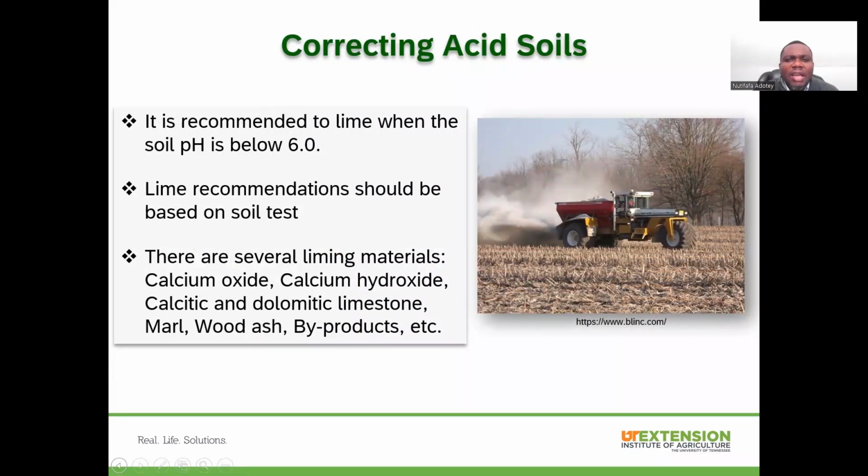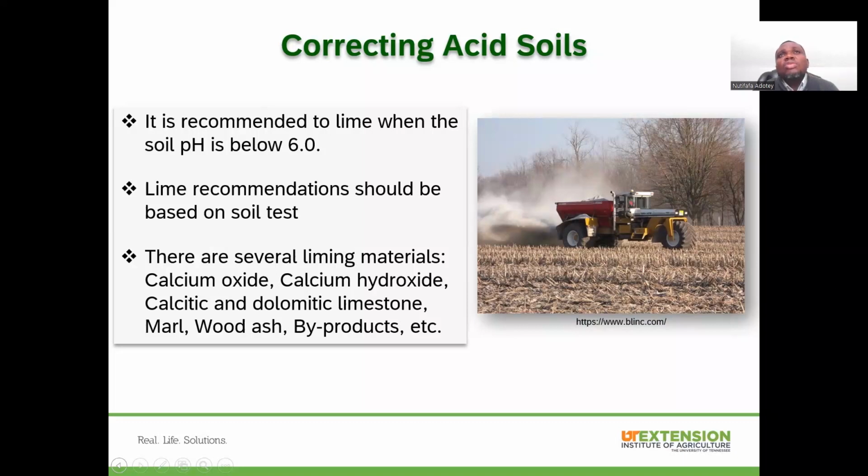Finally, on soil pH, how do we correct acid soils or low pH soils? Generally, we recommend liming when the soil pH is below 6. And this should be based on a soil test. The reason is that soils have different buffering capacities. And the liming requirement that is given from the lab takes into account all of these different factors, such as soil organic matter content and clay content. This determines how much lime you should put out.